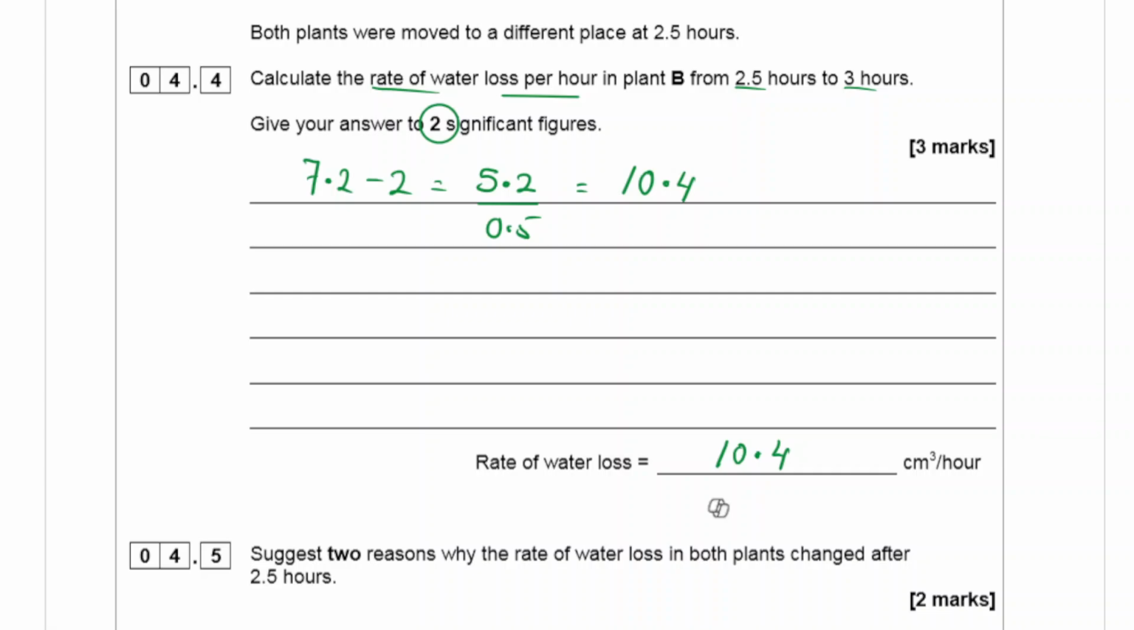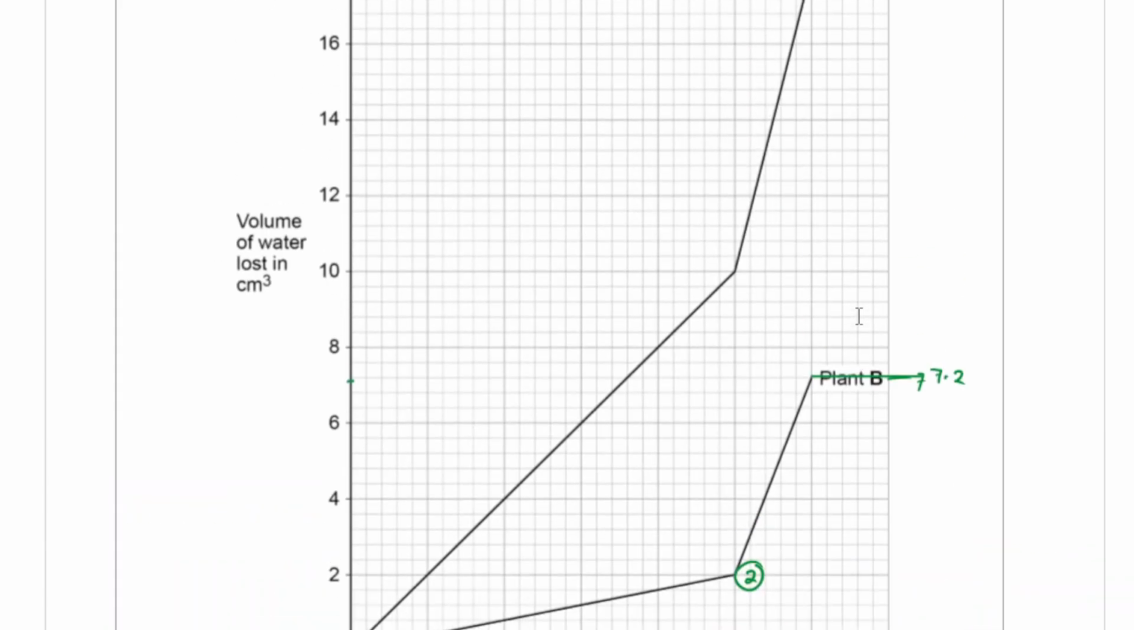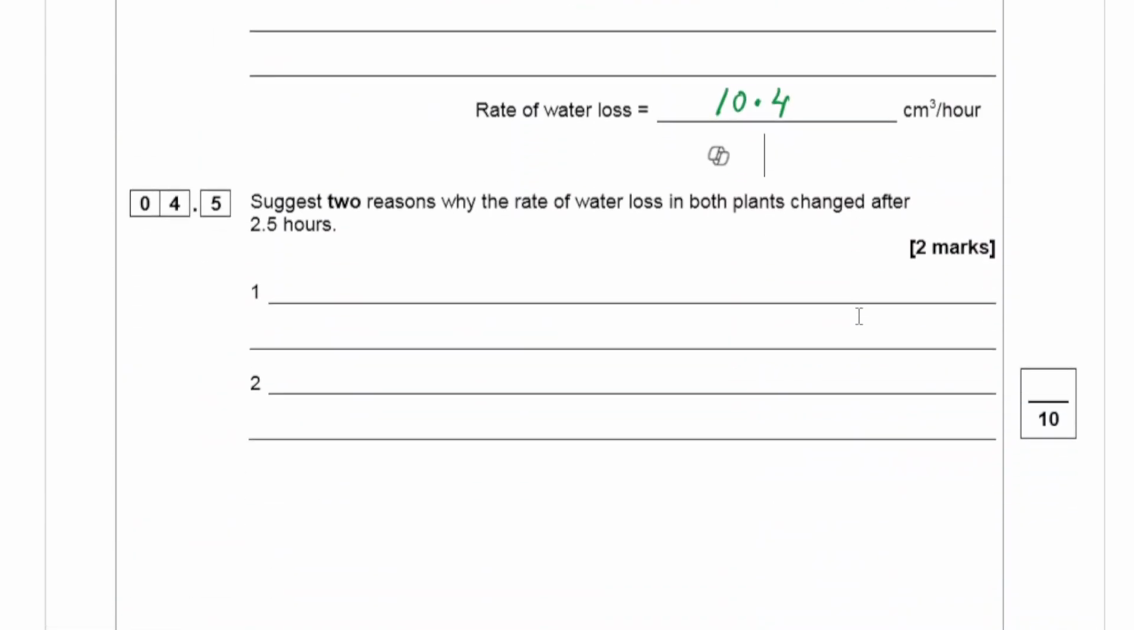So just two reasons why the rate of water loss in both plants changed after 2.5 hours. Now, if you look at the graph, they both had a sharp increase, but they are very similar in the way they increased. So maybe there was a steady wind that was flowing, or it got warmer. So it was windier, yes, that is a word, windier. That's a steady wind.